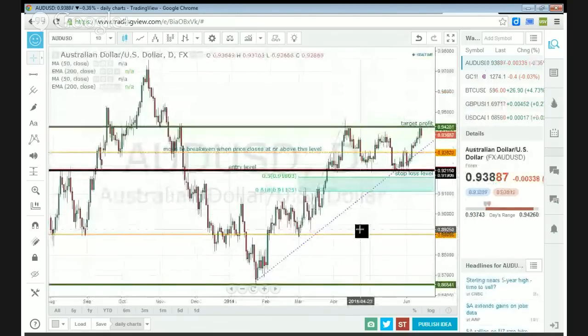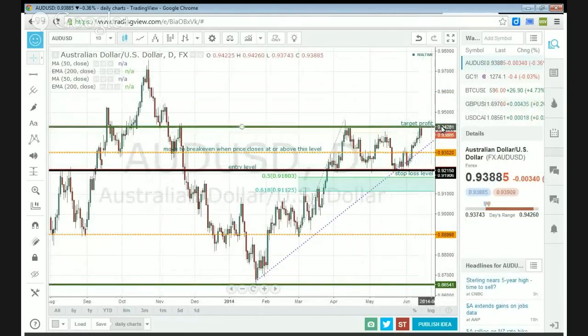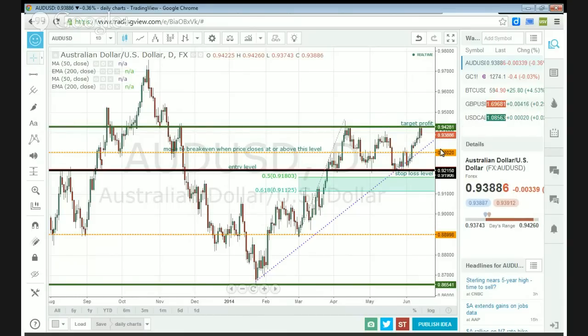Aussie dollar. Okay, now this trade worked out really well for me. Yesterday, this did hit my target profit, so that is really nice. Yesterday was a really good day for my trading account. This hit my target profit, and that's sort of where we're at. Nothing really new here. It was a good trade. Very little pain here. As soon as I entered, it went up, hit my target profit.